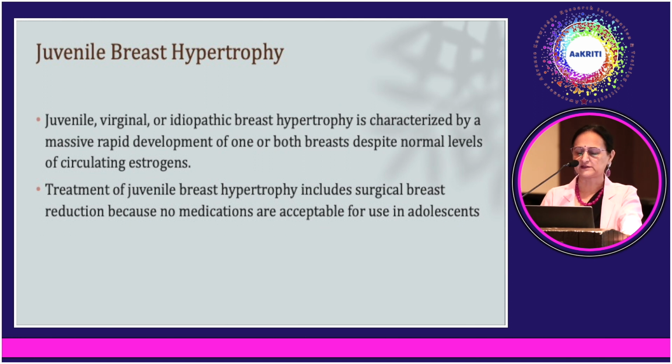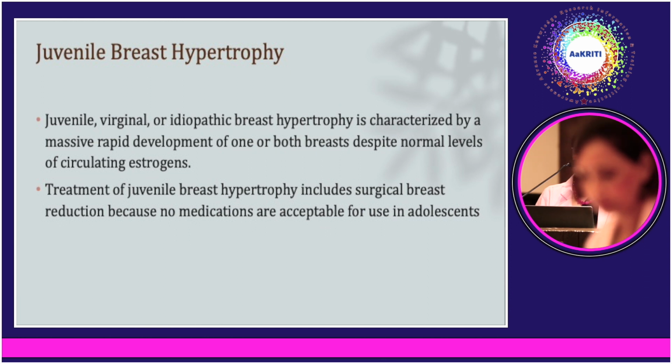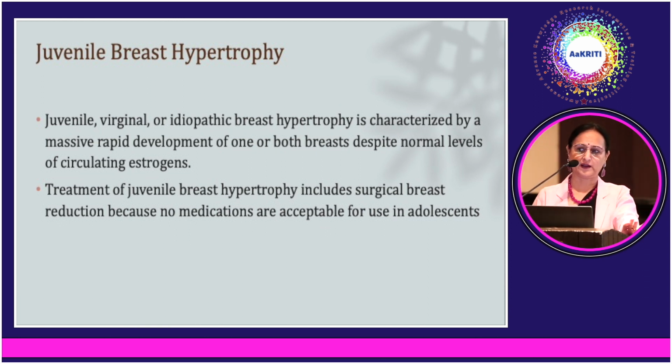Now, juvenile breast hypertrophy. Juvenile or idiopathic breast hypertrophy is characterized by a massive rapid development of one or both breasts despite normal levels of circulating estrogens. Treatment of juvenile breast hypertrophy includes surgical breast reduction because no medications are acceptable for use in adolescents. But we have 3 stages of adolescence: the early, the mid, and the late. We have to do surgical interventions only in the late adolescence.